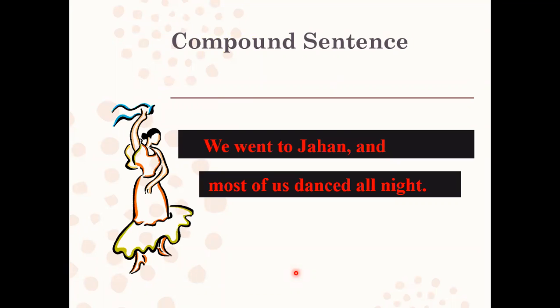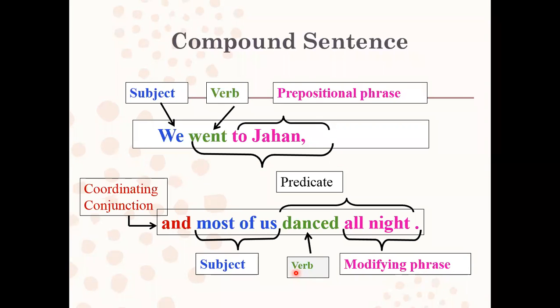Compound sentence: We went to Jahan and most of us danced all night. In this sentence, "we went to Jahan" is one clause, and second, "most of us danced all night" is the second independent clause. Both clauses can be used as separate sentences. Look at that. "We went to Jahan" is a complete sentence. "Most of us danced all night" is the second sentence. So there are two sentences. These both sentences are joined by the use of "and".